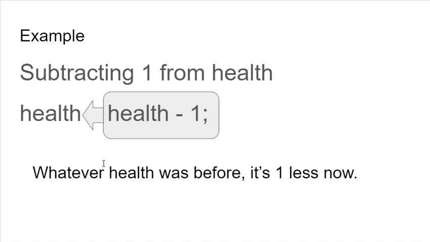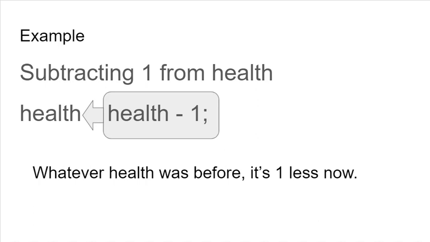Then the next turn, we do the same thing, maybe. Okay, what's health? Well, now it's 99. Subtract 1 from it. What's the result? 98. Put 98 back in the box. So this is a way of changing a variable. First, we get the variable out of the box, do something to it, and then put it back in the box.